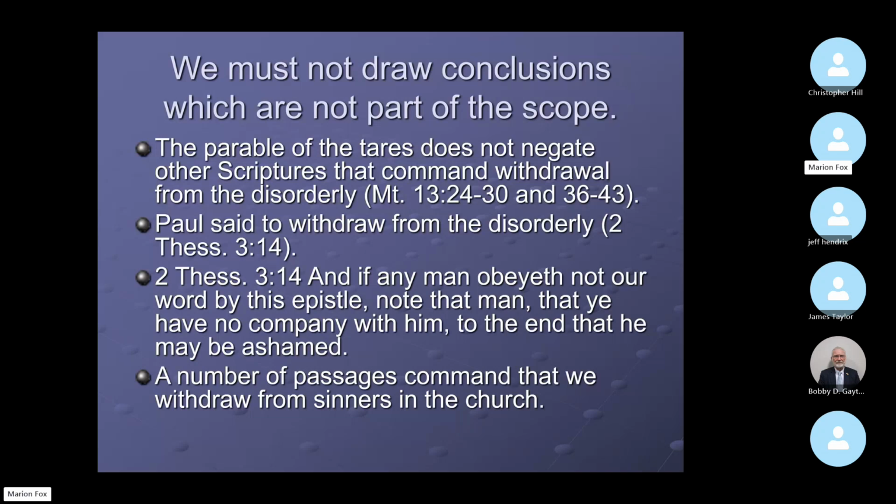A number of passages command that we withdraw from sinners in the church. And let me point out, a person who sins one time is not necessarily a sinner. The word sinner is someone who makes it a practice. And if you get Thayer's definition of the word, it is someone given over to sin.